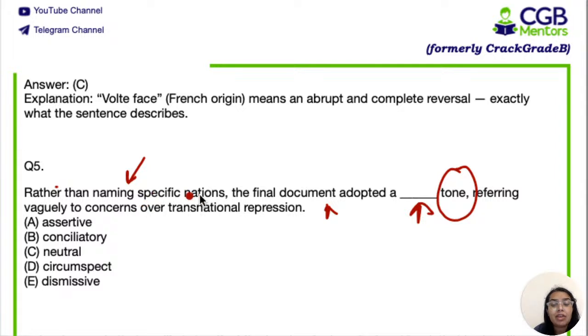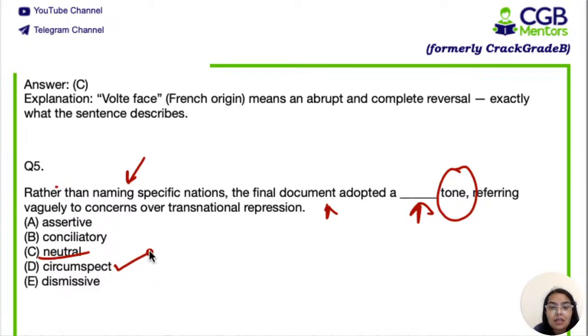So you are not naming, so you are being cautious, right? You are not naming, so you are being cautious. What is neutral about it? The final document didn't name anyone. They wanted to take all the precautions. They wanted to be cautious. They didn't want to be neutral or clear.